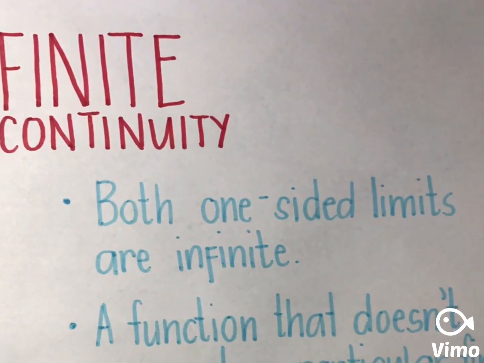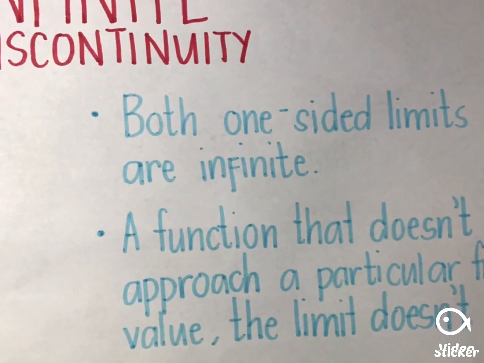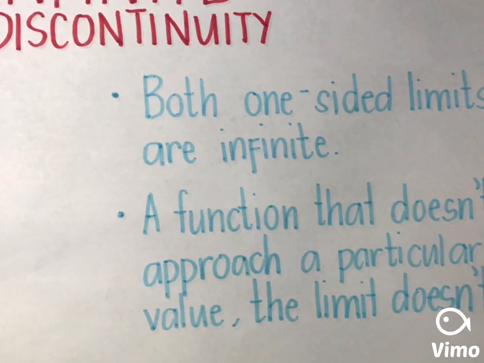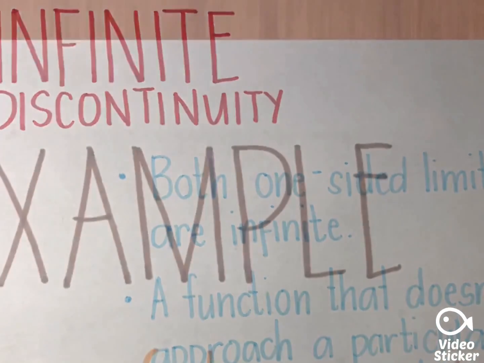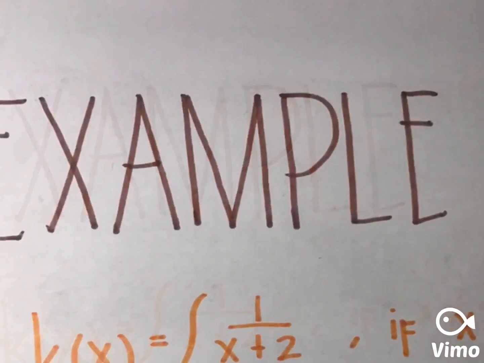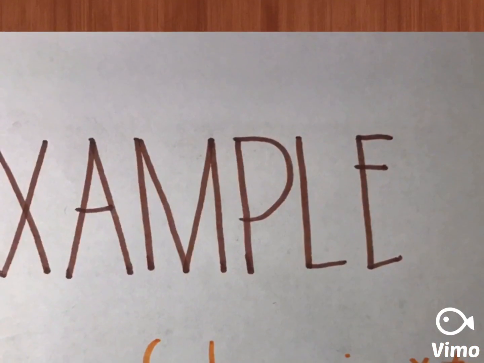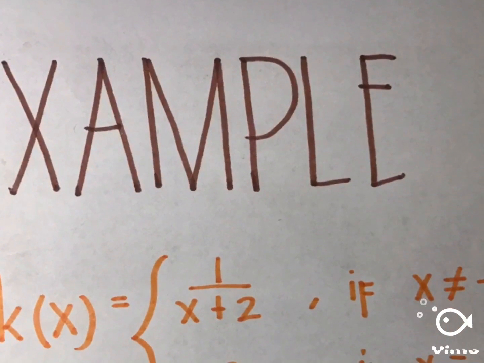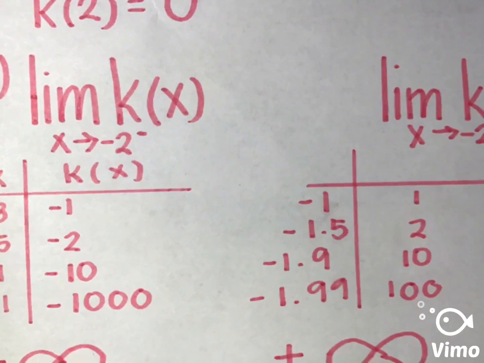The second type of essential discontinuity is infinite discontinuity. Infinite discontinuity is when both one-sided limits are infinite, and the function doesn't approach a particular finite value, so the limit does not exist. Example, k of x is equal to 1 over x plus 2 if x is not equal to negative 2, and 0 if x is equal to negative 2. If x is equal to negative 2, then k of negative 2 is equal to 0. Therefore, k of a exists.